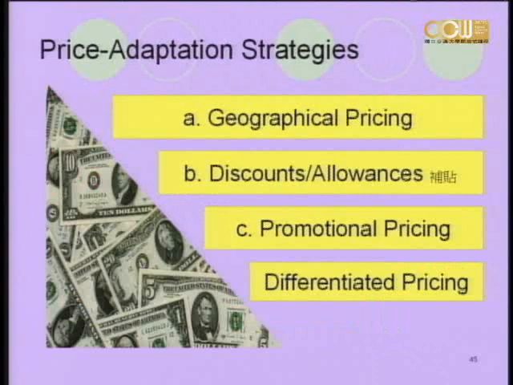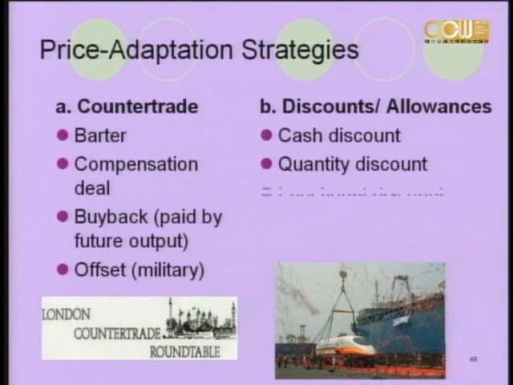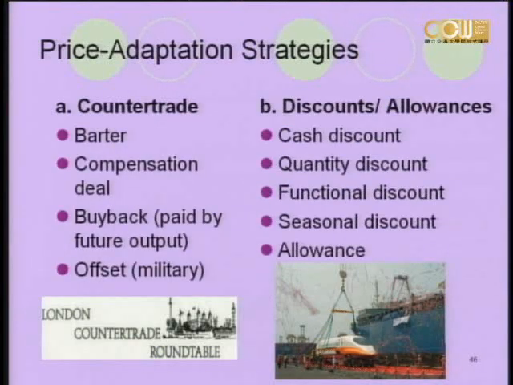Price adaptation strategy. I think that moves beyond that. So we have so-called geographic pricing, discount, allowance, promotional pricing, and differential pricing. So let's look at a couple of them, some of which I think you probably know. The first one is called barter. Now what's barter? 以物易物, barter.